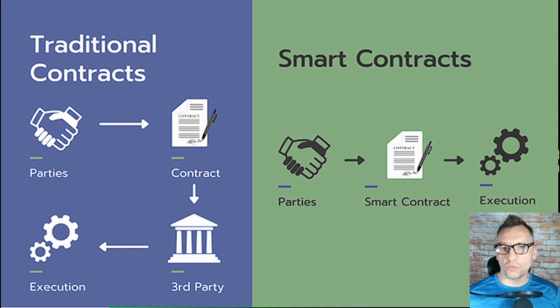This is essentially what the purpose of Ethereum is. There are two parties that agree to a transaction. A contract is drafted, then a third party like a bank comes into place, and then the contract is executed. In a smart contract, the two parties make an agreement, they sign a contract, and there's an execution without the need for third parties. That's the whole idea of decentralization in every cryptocurrency that's out there.